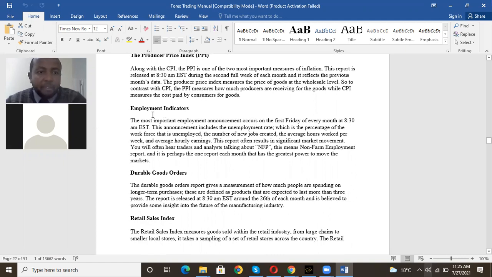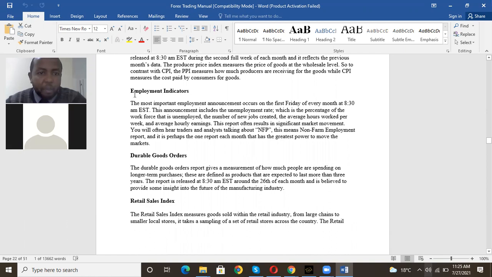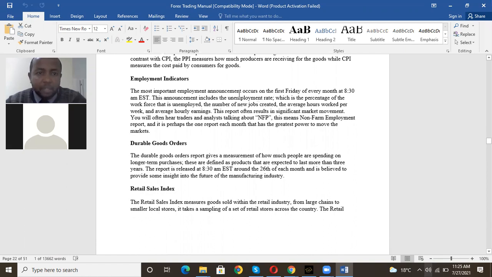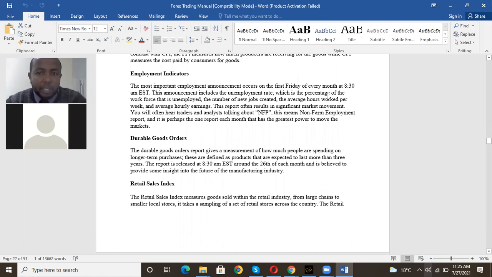We usually have a live event every first Friday of the month, which is the NFP. We usually trade these NFP. So these are called employment indicators. This is one of the most important factors. The most important employment announcement occurs on Friday of every month at 8:30. The announcement includes the unemployment rate, which is the percentage. So when looking at employment, we are looking at the unemployment rate. That means, has it gone up or down? The number of people employed during that month, was it up or down?